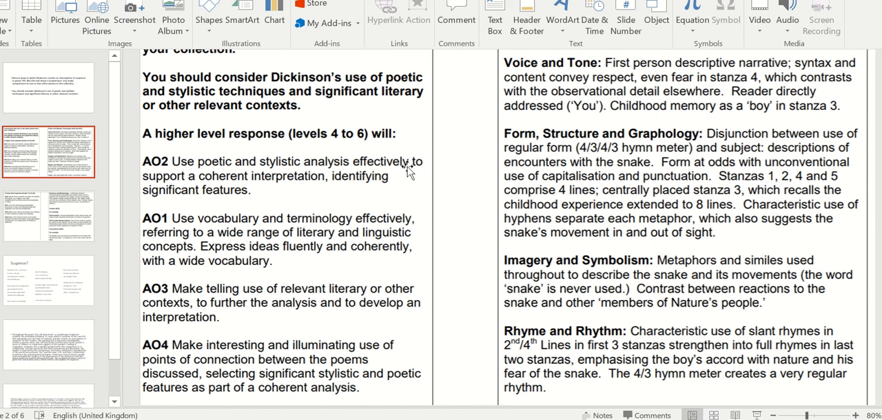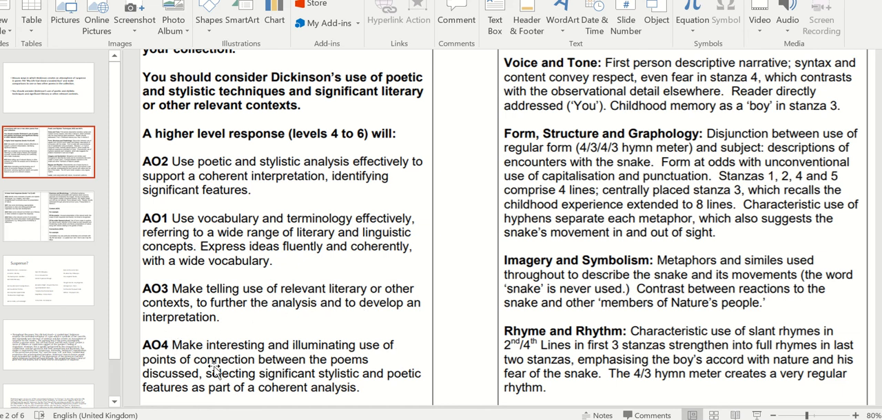Using poetic and stylistic analysis effectively, using vocabulary and terminology effectively, expressing ideas fluently and coherently with wide vocabulary, making use of relevant literary or other context, I'm going to talk about context in a minute, to further the analysis and to develop an interpretation. Remember that context is only used to further the analysis, okay? The important bit is the analysis.